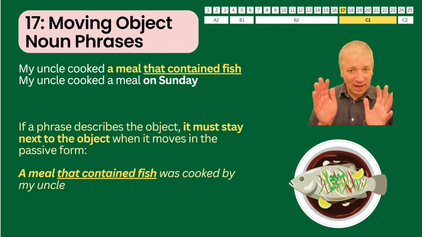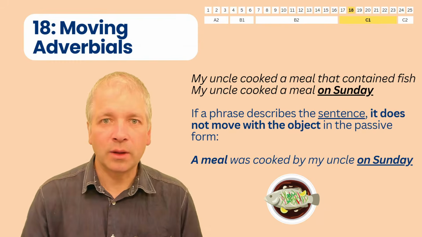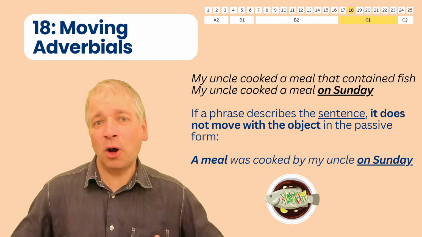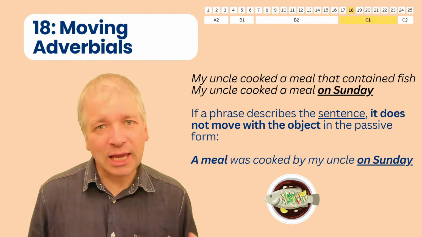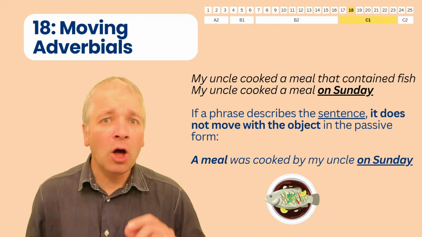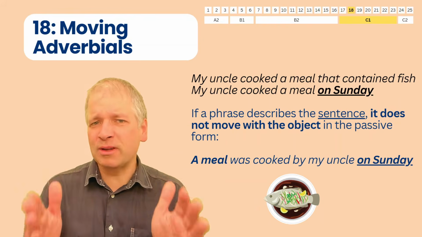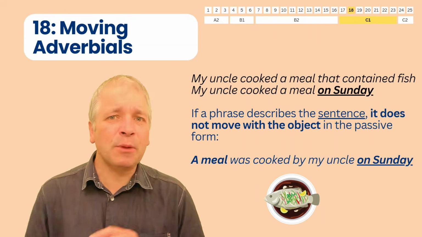Here, that contained fish moves to the front of the sentence with a meal. It doesn't stay at the end. The second sentence was an example of an adverbial at the end. It gives information about the whole sentence. My uncle cooked a meal on Sunday. Now, what happens to the position of on Sunday when this becomes the passive?